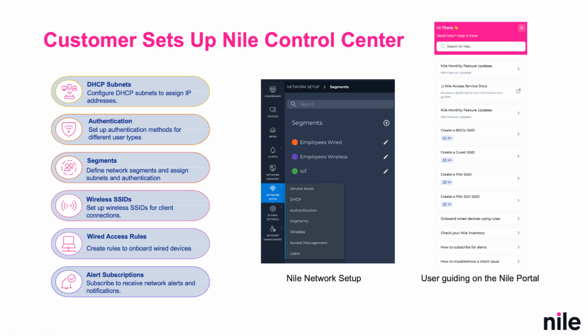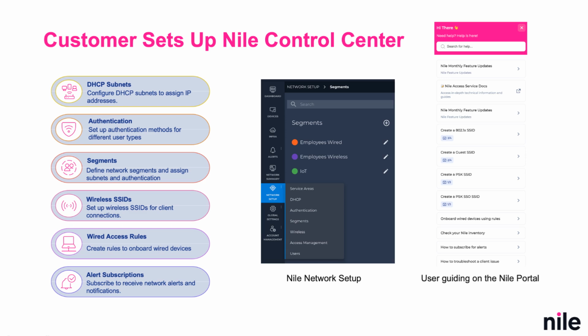You'll then set up your wireless SSIDs, each of which is linked to a specific segment. This enables your wireless clients to connect securely and be placed in the appropriate network context. For wired device onboarding, you can set up rules based on MAC addresses, device types, or OUI values. This allows wired devices to be onboarded automatically without the need for per-port configuration.